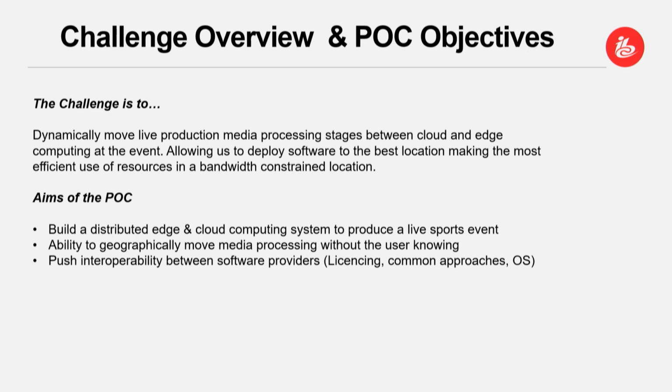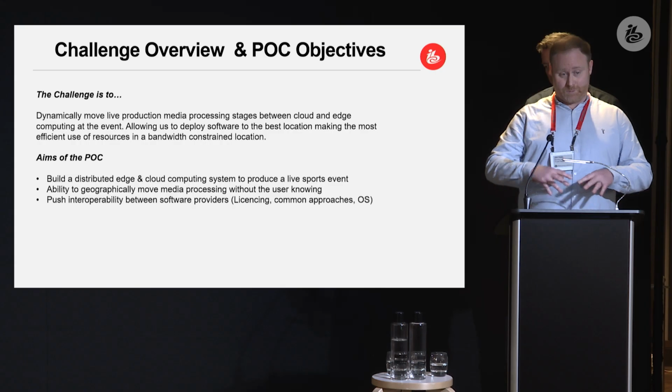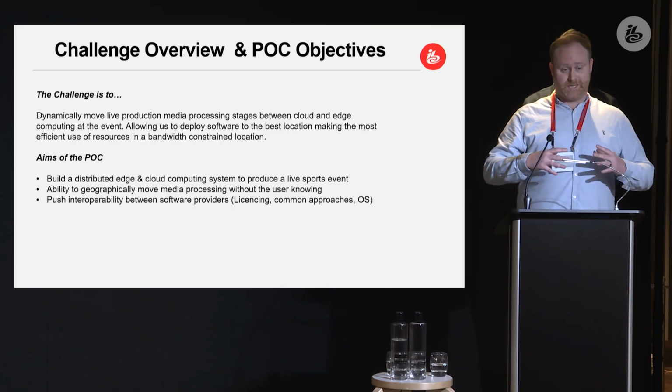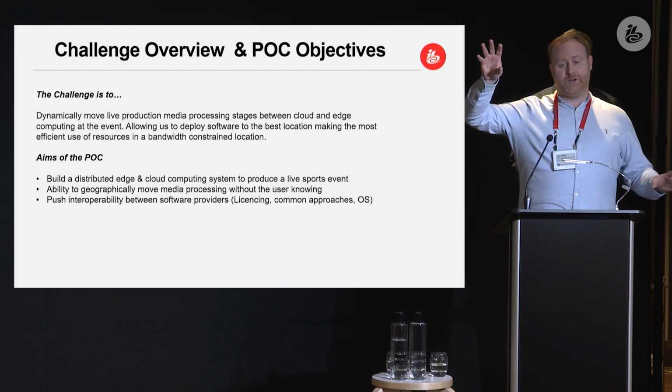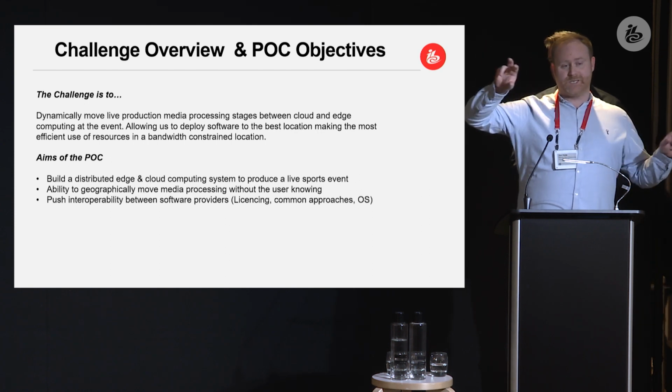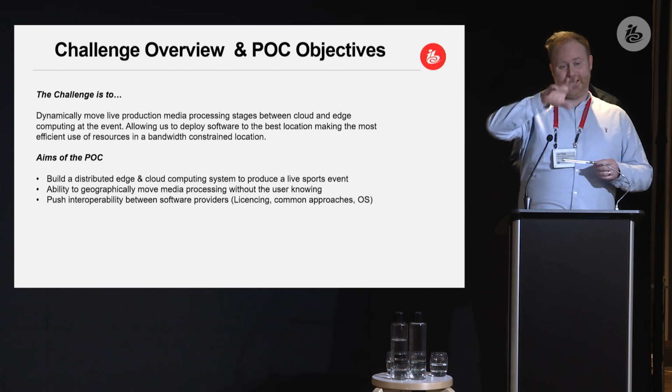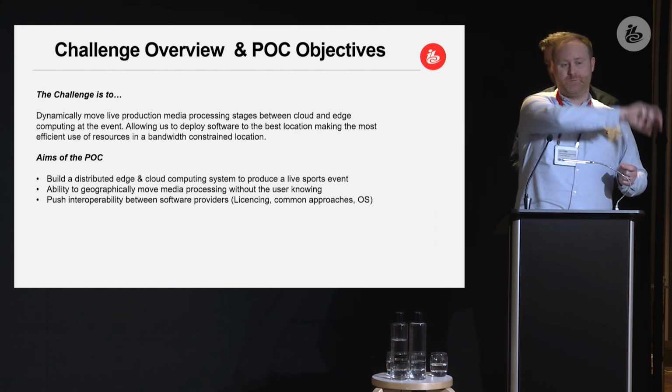So the aim is really to build a distributed edge and cloud computing network between the cloud and the ground for a live sporting event. And it's the ability to really geographically move media processing stages without the user knowing as well. So the operational team can be sitting in their production facility, and we've got compute in the cloud and we've got it on the ground, and they don't know where media processing stages are running. And then suddenly, if the bandwidth changes, we can drop the vision mixer down to the sporting event and then backhaul a single produced feed up to the cloud or into our central hub.